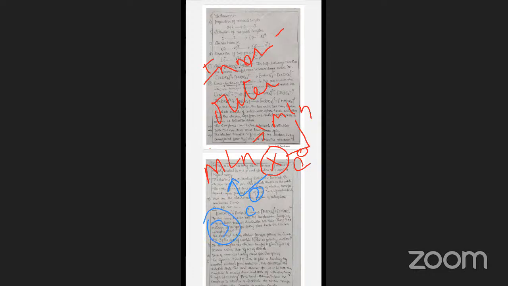What is step one? The preparation of precursor complex. Step two, electron transfer takes place. And step three, separation of the two complexes.